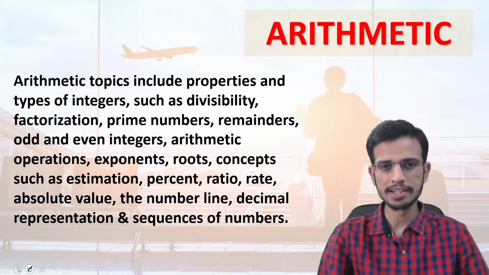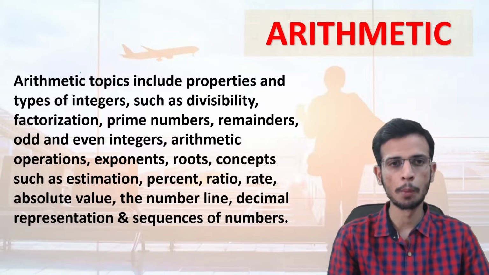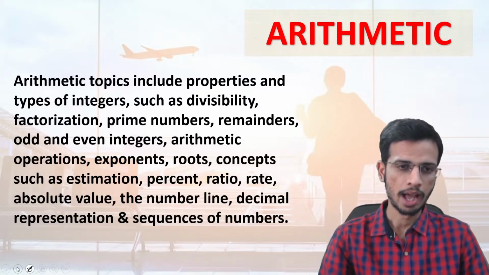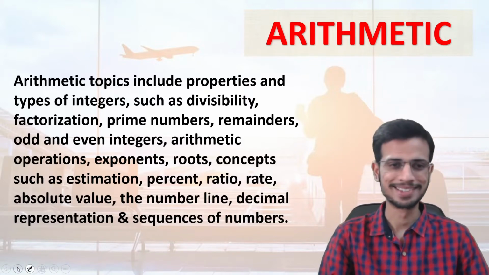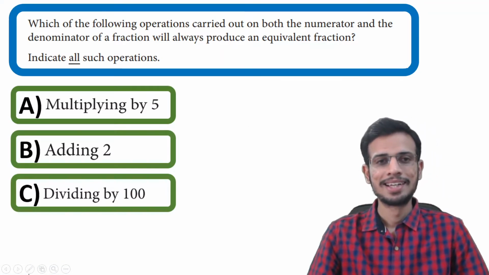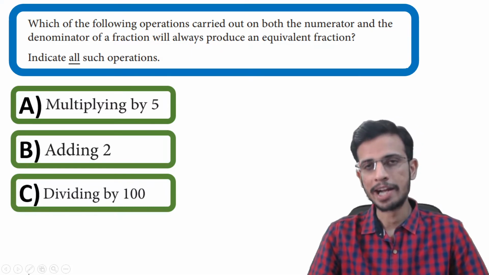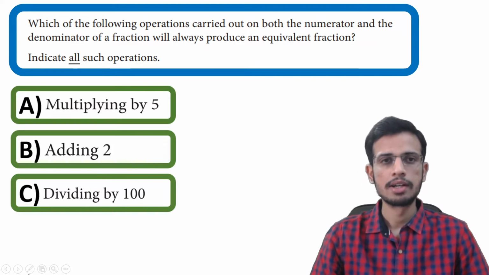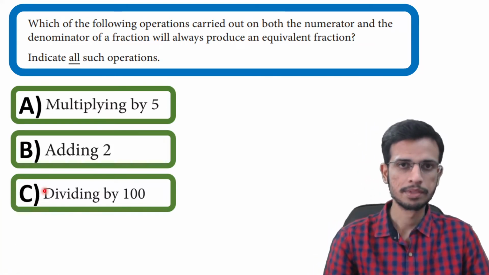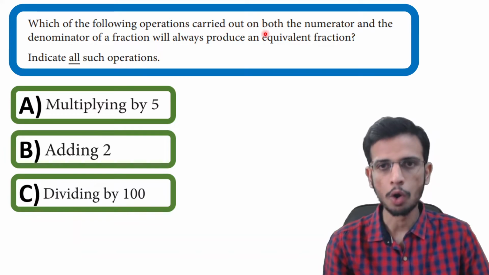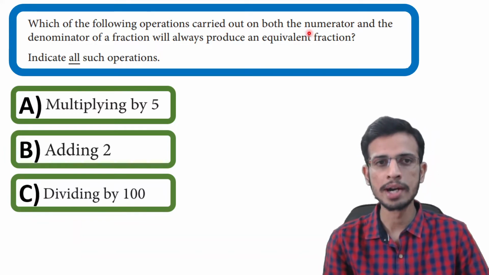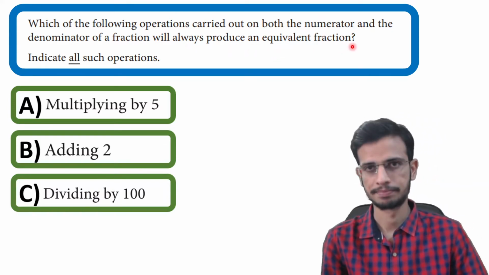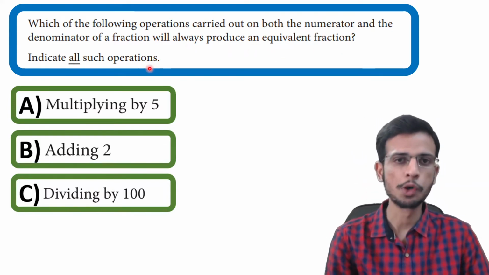And here is your question on your screen. These are all subtopics of arithmetic, and I am covering questions from all the subtopics. More than one option might be correct for this type of question. So let us read the question first. Which of the following operations carried out on both the numerator and denominator of a fraction will always produce an equivalent fraction? Indicate all such operations.